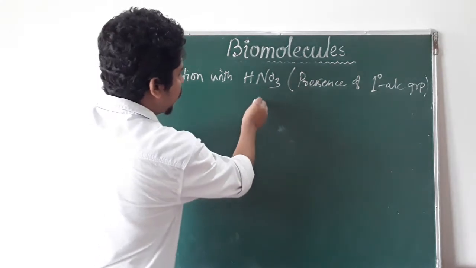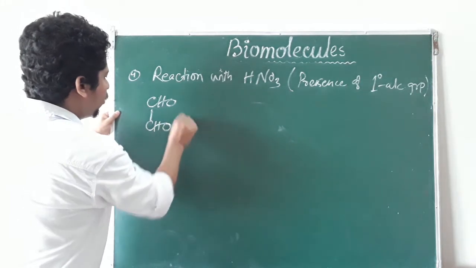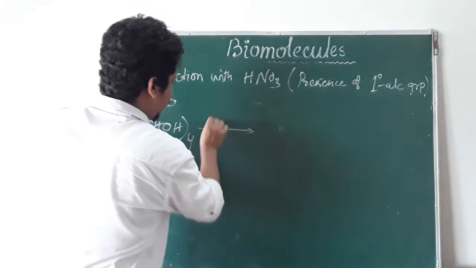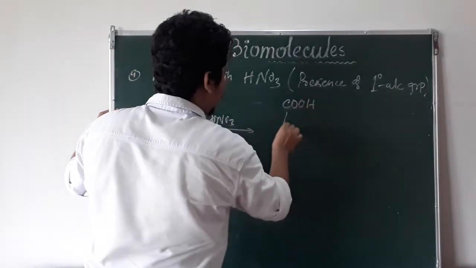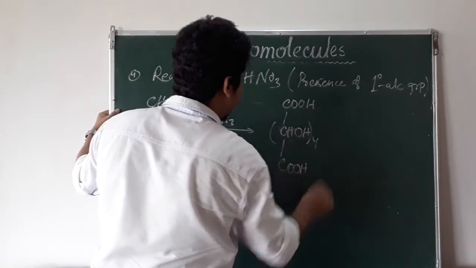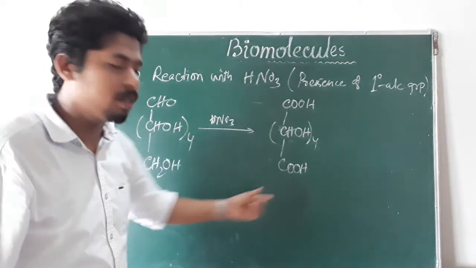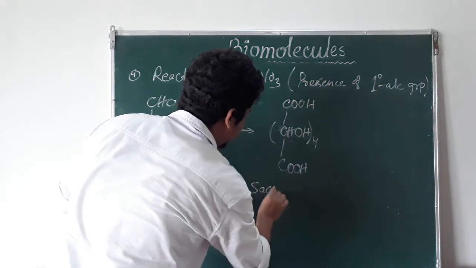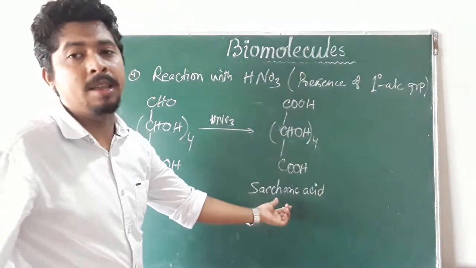You see here this glucose, CHO, CHOH 4 times, bond CH2OH. This upon treatment with HNO3 will form COOH, CHOH 4 times, bond COOH. This glucose upon oxidation with HNO3, nitric acid, forms saccharic acid. So this is the glucose and this is saccharic acid, or it's also called glucaric acid.